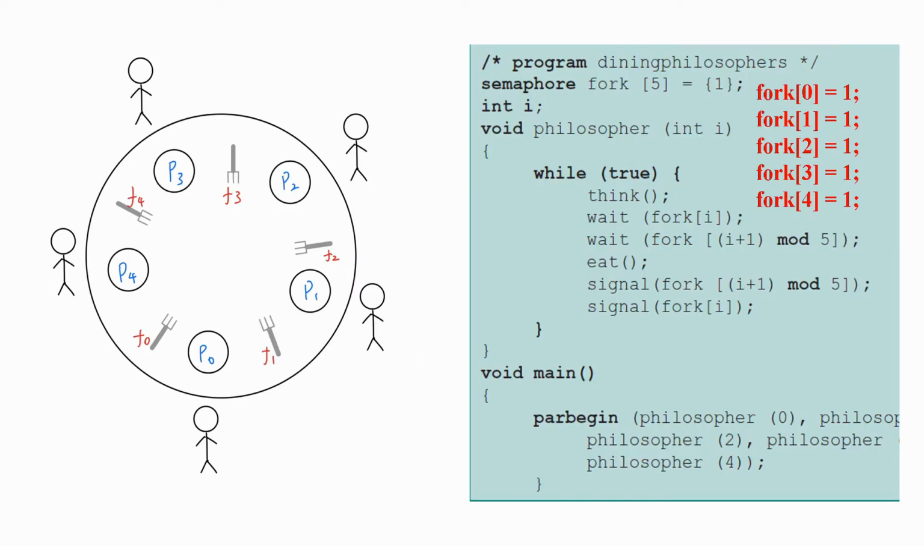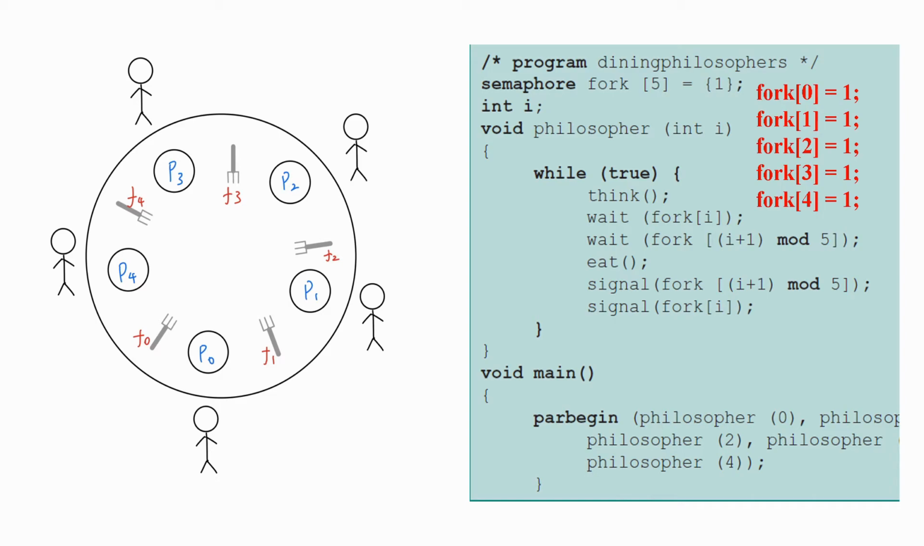Our current solution is shown in pseudocode. We have a semaphore array consisting of 5 elements representing 5 forks. All elements are initialized to be 1. We have a function philosopher with 1 integer parameter. And inside the main function, we're calling philosopher functions randomly.